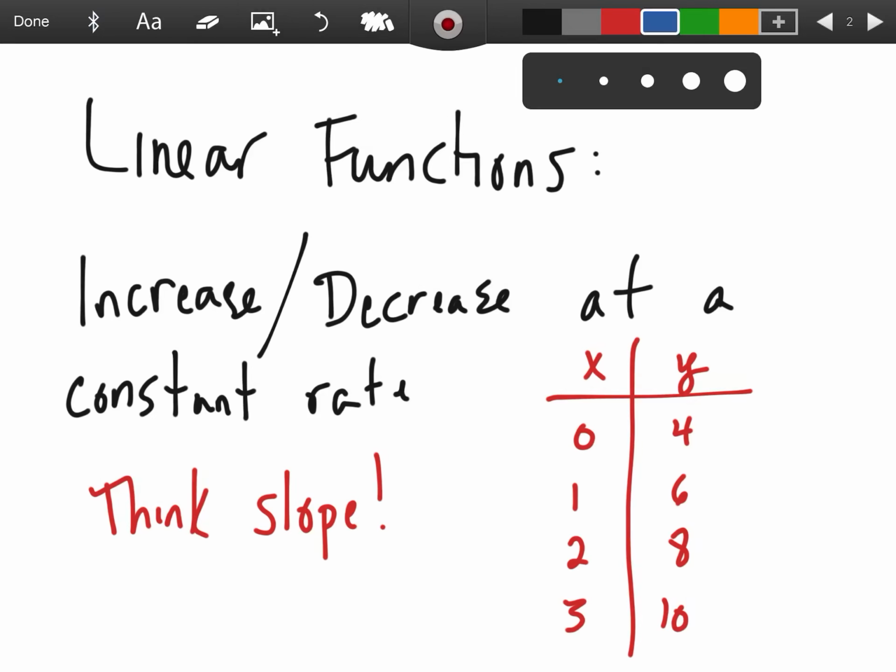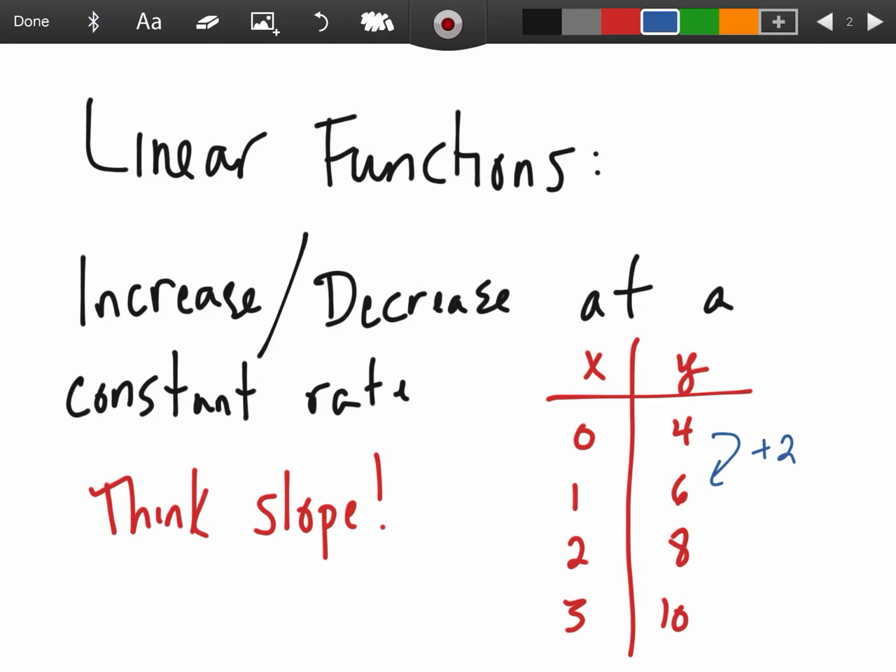So in this little chart I did over to the right side, we can see that every time we go right 1, every time our x increases by 1, our y value increases by 2. Again, every time that our x value goes up 1, we're just adding 2. All right, and that's our linear functions. Slope is 2. Nice and easy here.